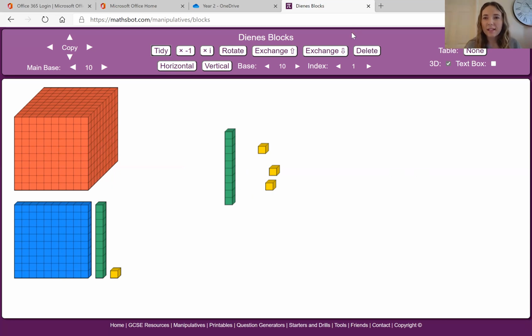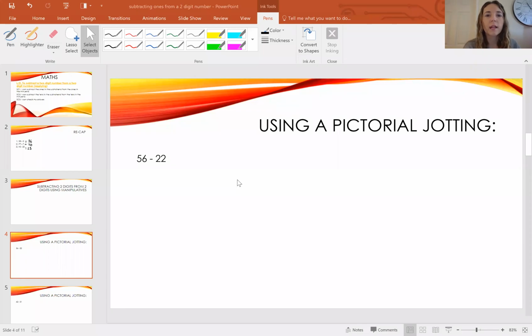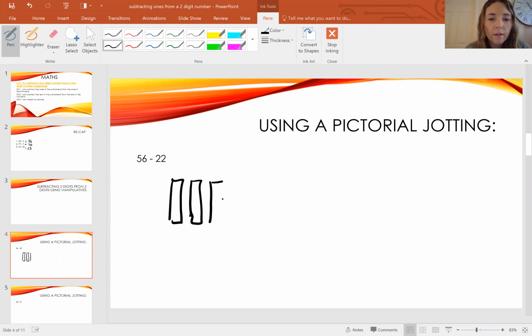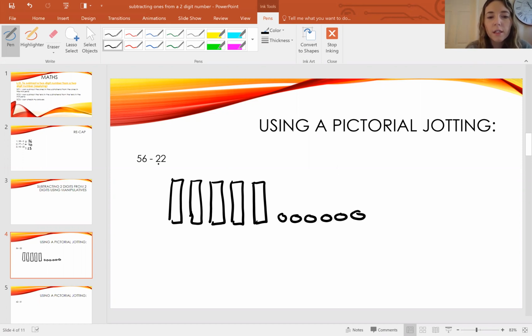Well done. Okay, so let's have a look at how that looks in a pictorial jotting. So 56 take away 22. 56 is our minuend, so that's the number we've got to draw. 10, 20, 30, 40, 50. And then we've got 1, 2, 3, 4, 5, 6 ones, 5 tens and 6 ones. So we're taking away our subtrahend, which is 22. So we're taking away 2 tens and 2 ones.